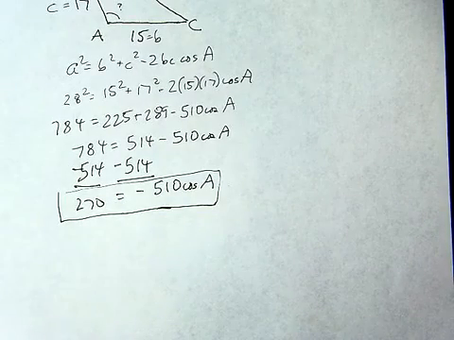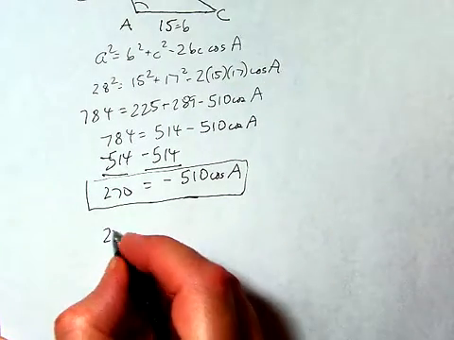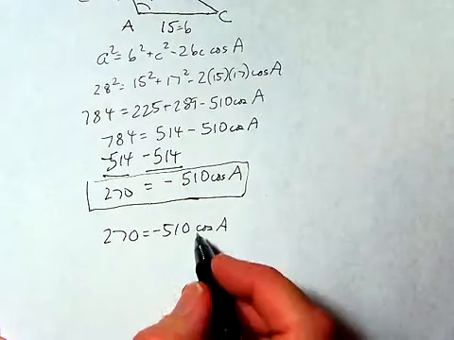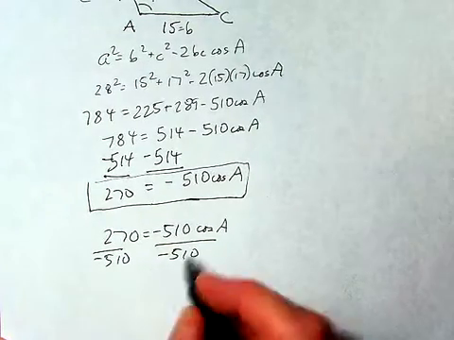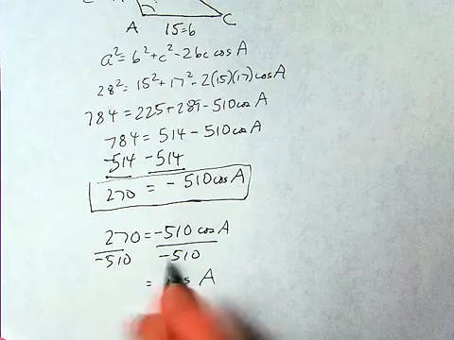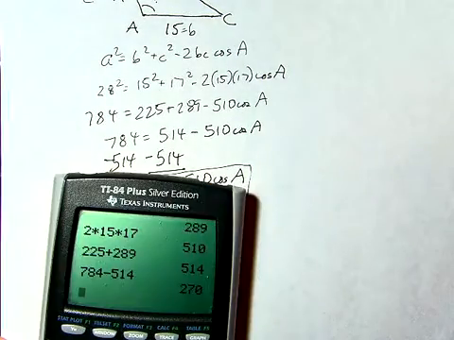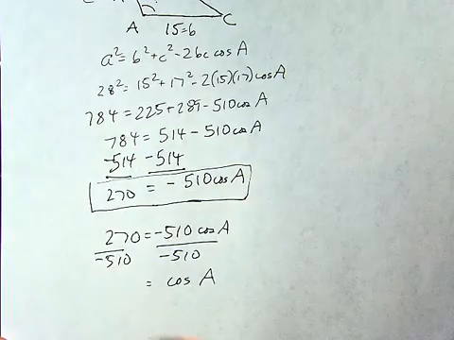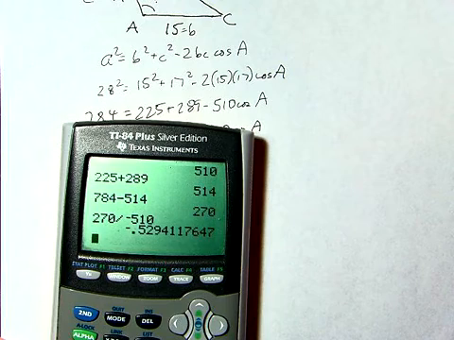Notice that in order to solve it, I've got to divide both sides by negative 510. So I have 270 equals negative 510 cosine A. And I have to divide both sides by negative 510. That way, I end up with cosine A on the right, and I have to calculate what I'm going to have on the left. It's 270 divided by negative 510. I don't have to put the negative in there as long as I remember the result will be negative.